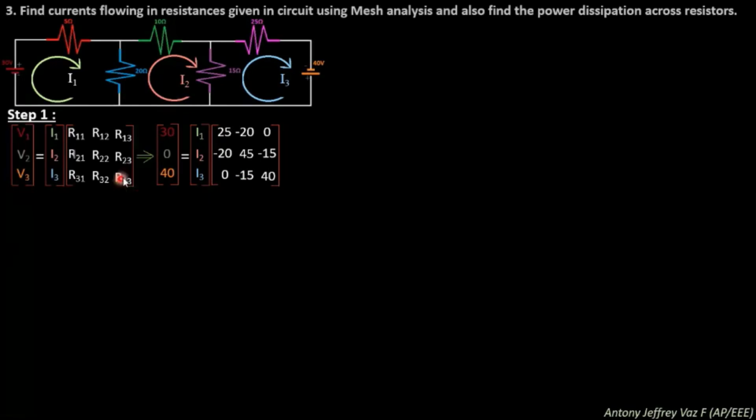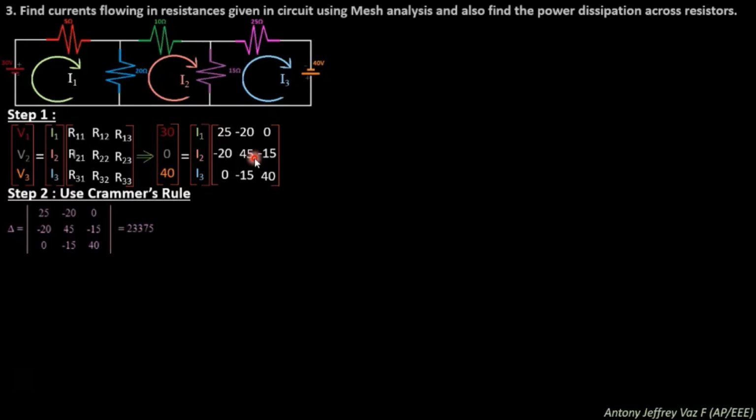Next, what you are going to see is R33, which is nothing but loop 3. Here is the loop 3. So what you need to do is just add the two values. 15 plus 25 will give 40. Very interestingly, we have found all the values of the matrices. Now the same thing you need to do. First, find the delta value, that is the determinant value, for solving using Cramer's rule.